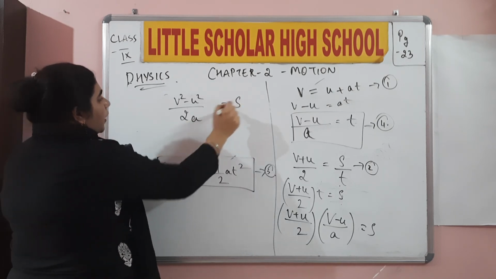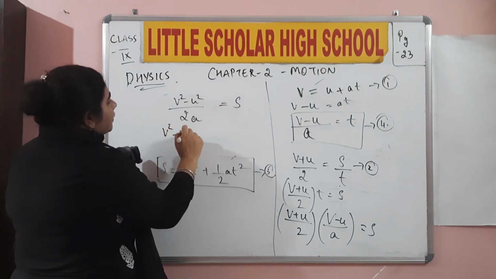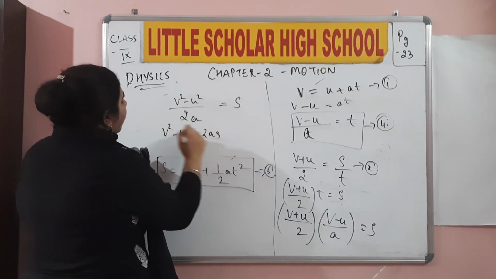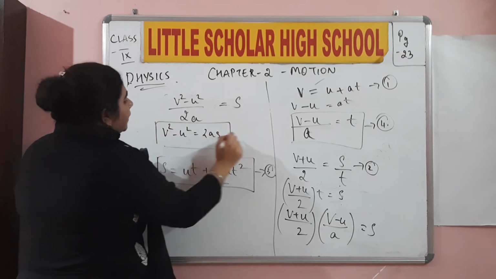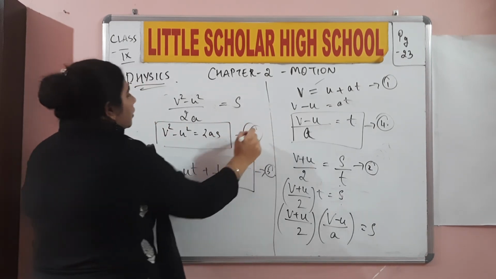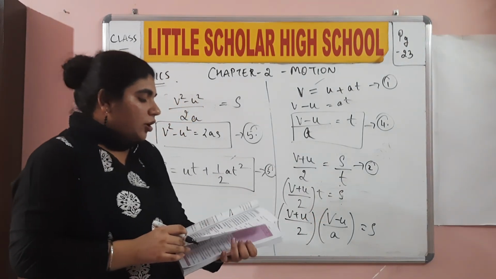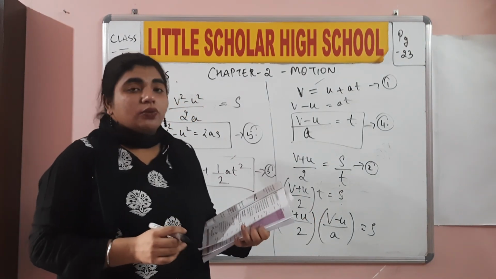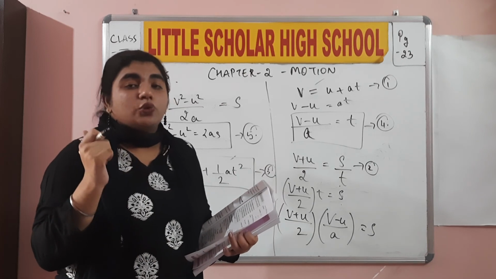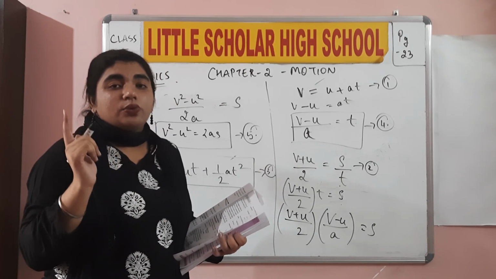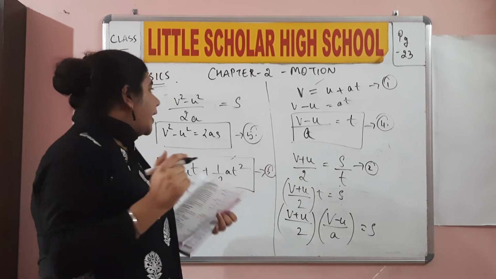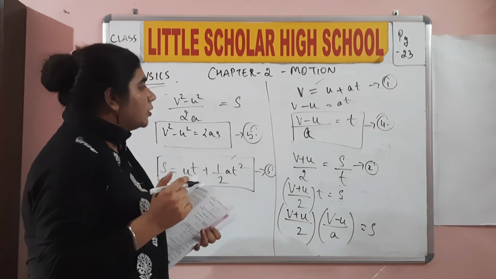Okay, take 2A this side. V square minus U square is equal to 2AS. This is my equation number 5. Okay, this is what is given on page number 23 and 24. Okay, so the equations that you need to remember is V is equal to U plus AT, S is equal to UT plus half AT square, and V square minus U square is equal to 2AS.